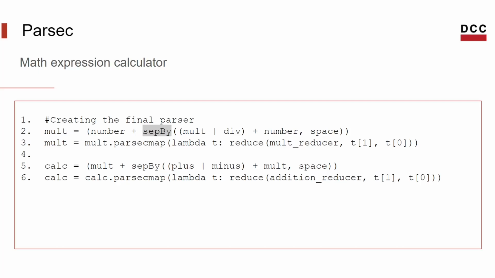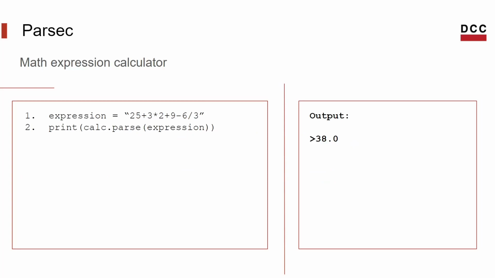And the result of this parser mul will be a number with a list of pairs with an operator and another number. And at line 5, we define the order of the operations by combining the mul parser with a sepBy for the additions and subtractions. And using our auxiliary functions, we resolve these operations. And now we have a final parser that can resolve simple math expressions like this one.